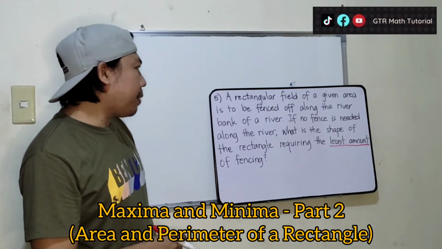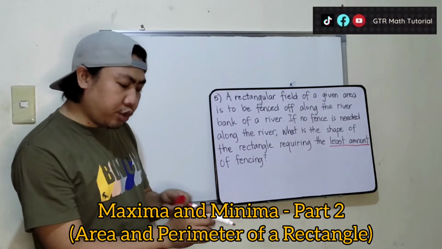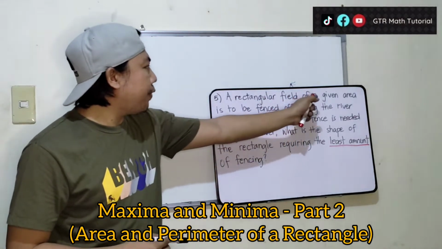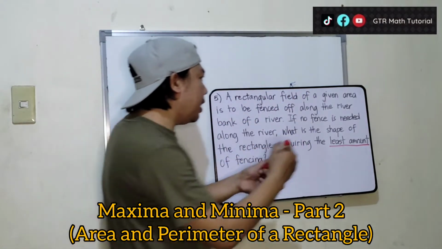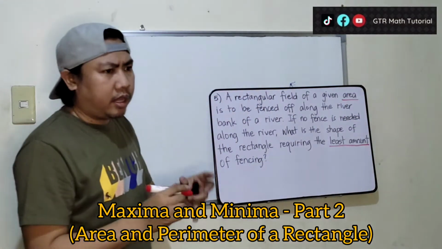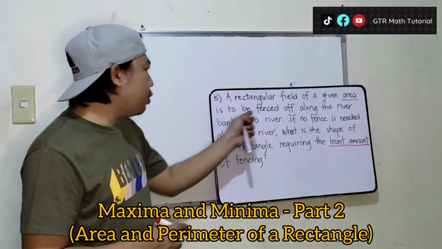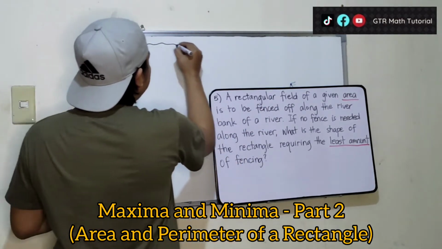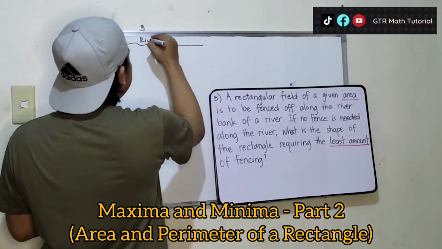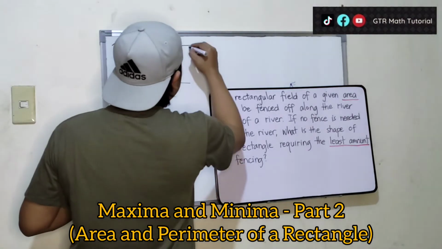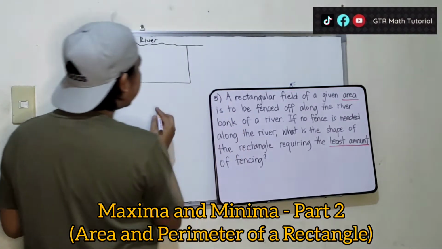So, hinahanap natin ng minimum or minima. So, analyze natin yung problem. Drawing muna natin. So, yun yung first part. Kailangan i-illustrate muna natin. Rectangular field of a given area. So, yun yung given. Wala yung given na area. So, mag-a-assign lang tayo dyan ng variable. So, given area is to be fenced off along the river. So, drawing natin. So, let's say ito yung river. Yung river, meron daw rectangular field. So, ito yung rectangular field.